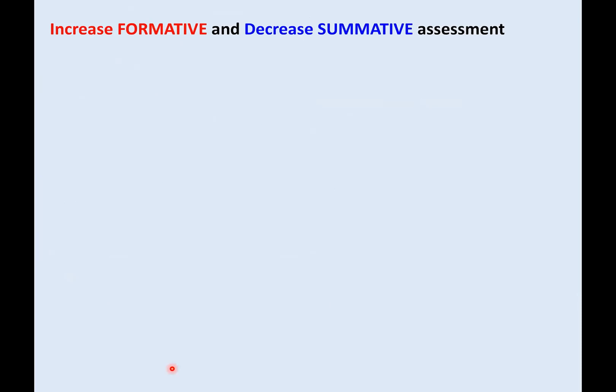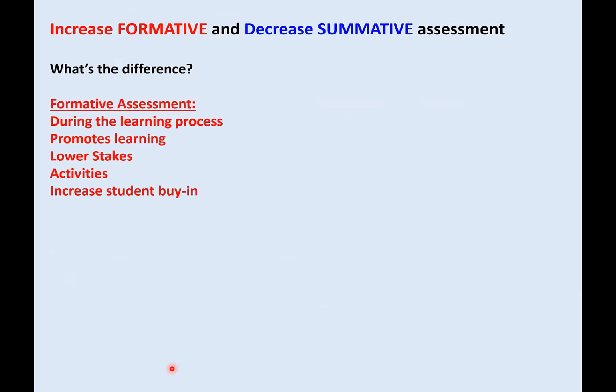All right. You also want to increase formative and decrease summative assessment. And so what's the difference? Formative assessment is during the learning process. So when people are forming their learning, it promotes learning. It's oftentimes lower stakes and includes activities and increases student buy-in.